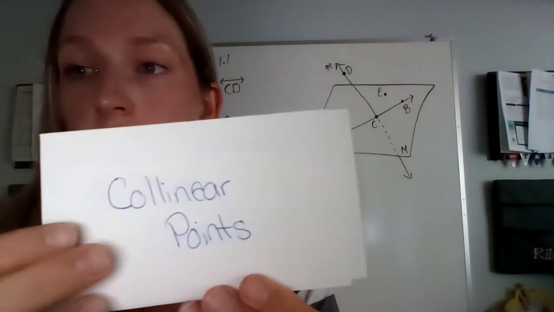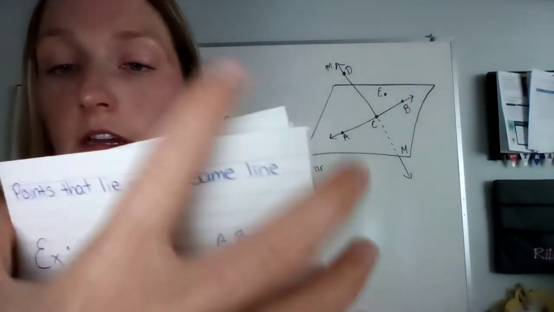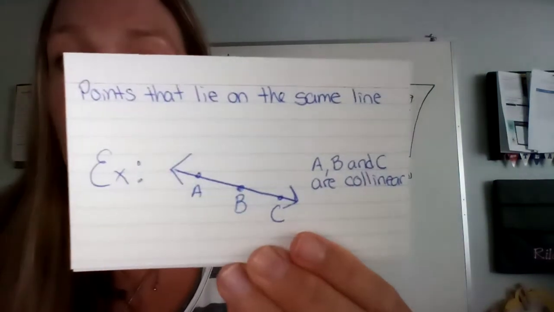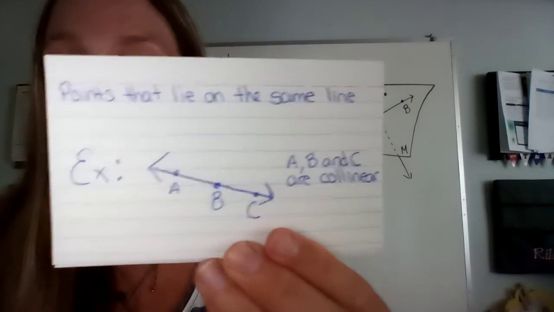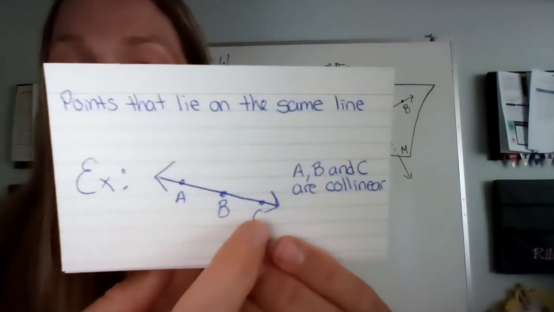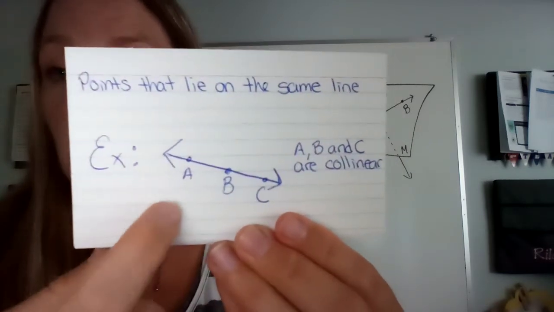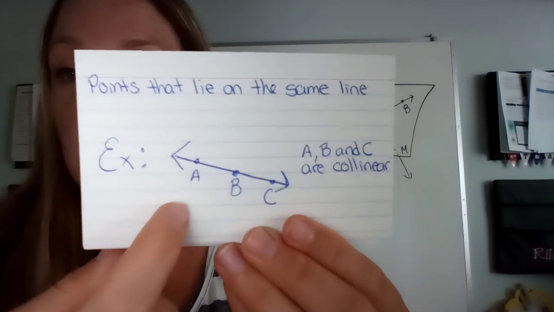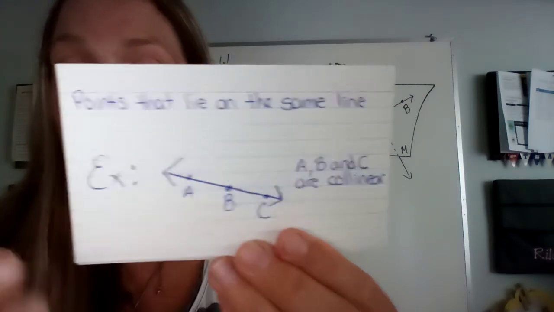All right, the next term, collinear points. And you just heard me say non-collinear. So collinear points are points that lie on the same line. Okay, if you have 3 points that all lie on the same line, A, B, C are called collinear points. If there is another point, let me just pretend that there's a point right here, and I named it point D, point D would not be collinear with points A, B, and C because it's not on the same line.